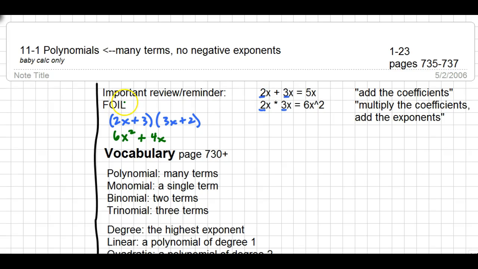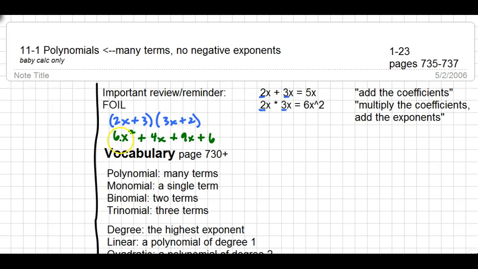The I in FOIL stands for the inside terms, so in this case that would be 3 times 3x. Common mistake here is for kids to say 6x by mistake. Make sure that you're multiplying and not adding. 3 times 3 is 9x. And then the L stands for lasts. It's basically the opposite of the firsts. So whatever is second in each binomial gets multiplied together. So 3 times 2. Common mistake there is for kids, again, to think addition and to get a 5 there by mistake.